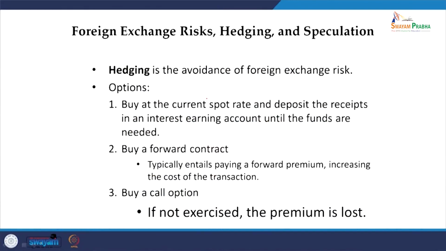In case of options, what kind of dealings are there? Buy at the current spot rate and deposit the receipt in an interest-earning account until the funds are needed. So, that is one option where hedging risk can be reduced. Once you buy at a spot rate and deposit for interest-earning receipts, that can reduce our risk.